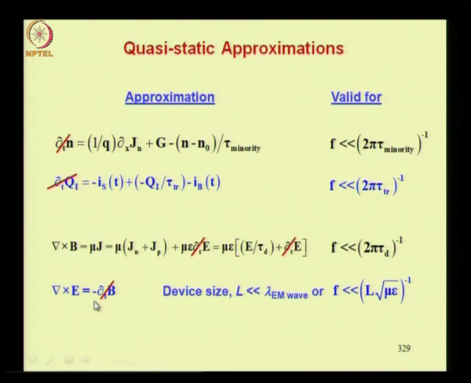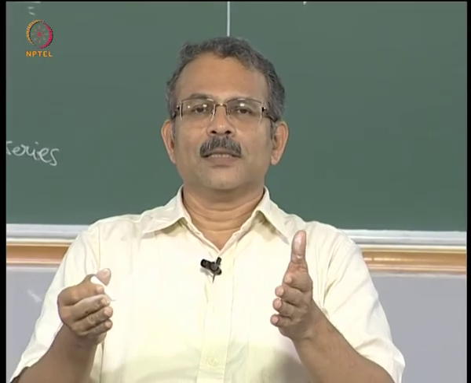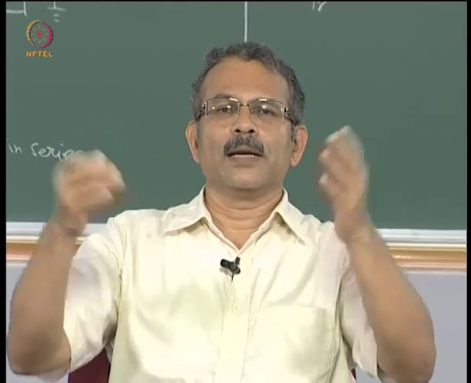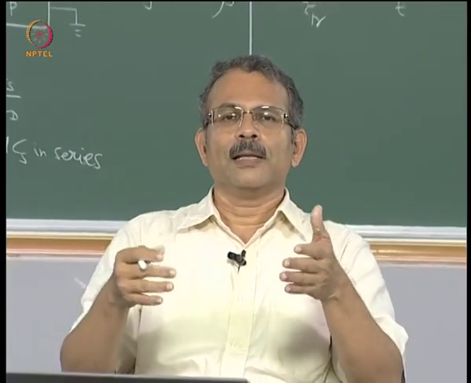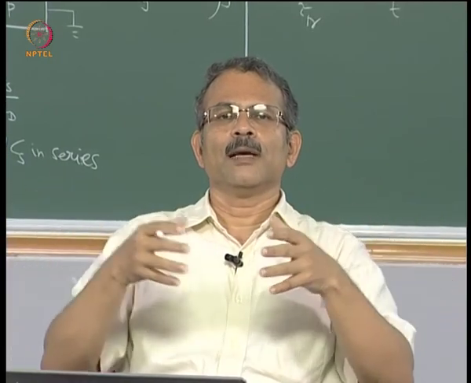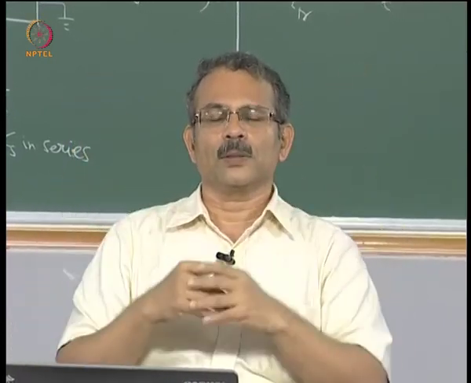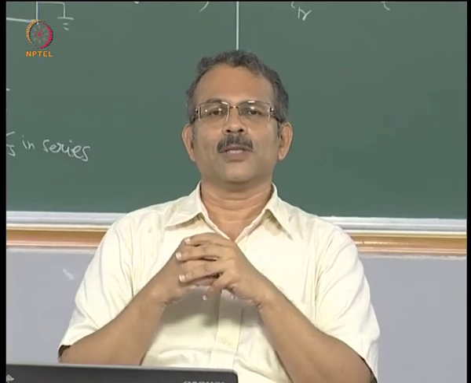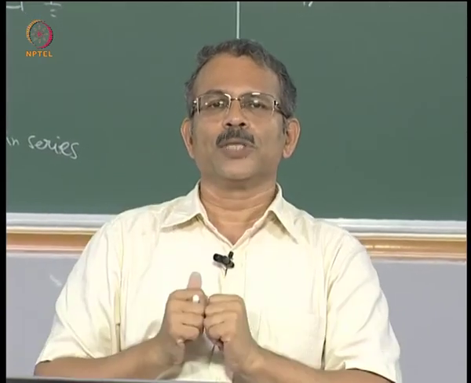Similarly, curl E is minus ∂B/∂t. In this case we can neglect the time varying magnetic field when the device size L is much less than the electromagnetic wavelength. We will not spend much time in explaining this point. You know that if the device size is small then it does not radiate, right. If you want an antenna then the antenna length should be comparable to the wavelength of the frequency that you want to radiate out. This you might know from your basic knowledge of electromagnetic fields. Something like that is being used here.